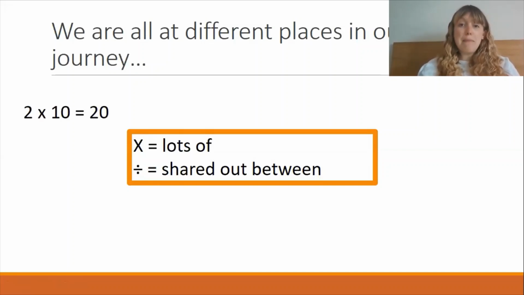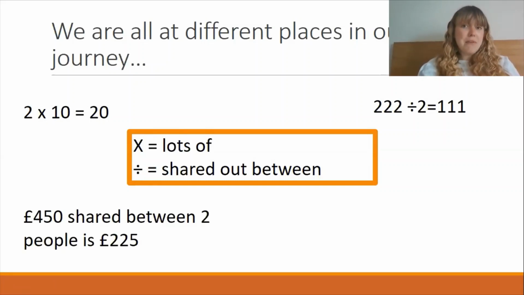Now, for some of you, you might be at the place where just learning your simple multiples is the best for you. So 2 lots of 10 is 20. For others of you, it may be that you're ready to apply your learning to harder numbers. So for example, 222 divided by 2 is 111. We'll talk about this a bit later on. For some of you, it may be that you're ready to apply your knowledge of multiples to other units of measurement, for example, money or weight or volume. So for example here, £450 shared between 2 people is 225. This is still learning your multiples of 2.